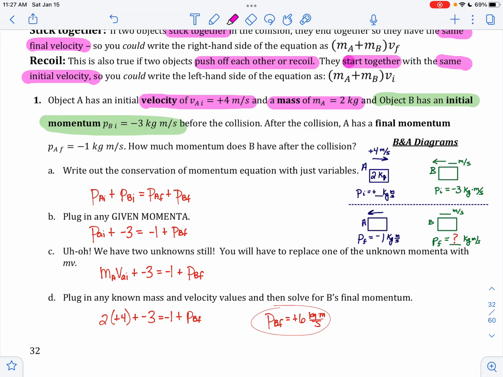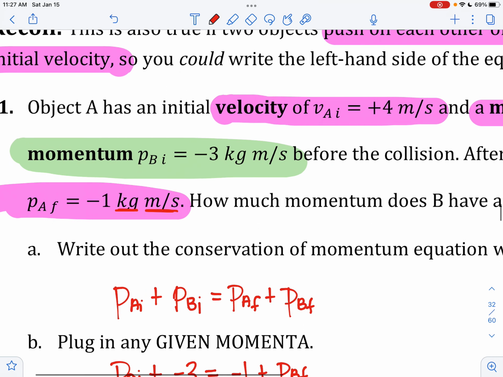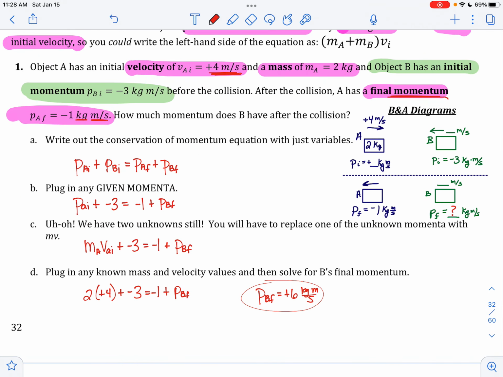After the collision, A has now a final momentum of -1. So it's not telling us the mass, it's not telling us the velocity, it's telling us the momentum. I know that because it says the word final momentum here. Also, the units here are mass times velocity, kilograms times meters per second, so you know it's momentum. Earlier here, it said the velocity of A was +4, and it had just meters per second. So the units are going to be helpful to telling us what the information is.